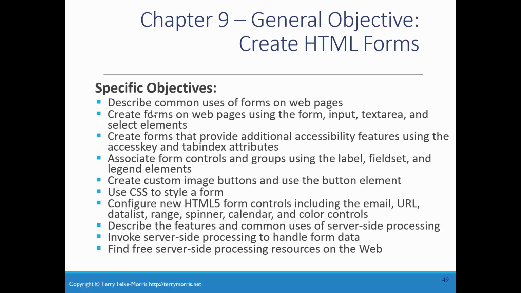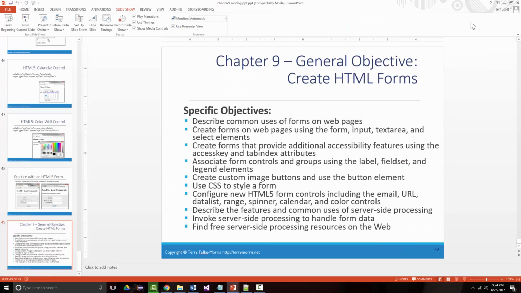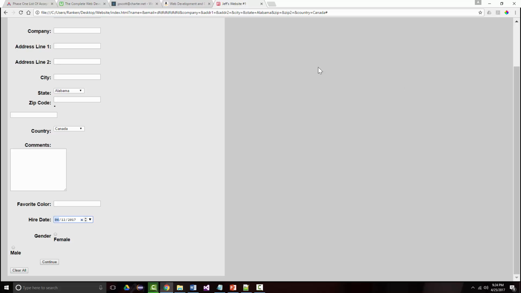We did not customize the button, but I explained to you what that was. We did use some CSS to style the form. All right, we used a couple of new HTML5 controls, including the email control and the data list, the calendar. Okay. I talked a little bit about some of the features and uses of server-side processing. Okay. And we talked about some of the resources, free and otherwise, for processing on the web. Now that's it for Chapter 9.